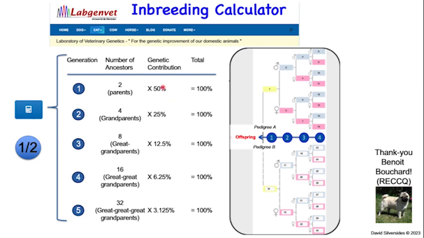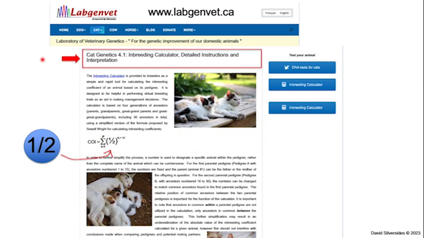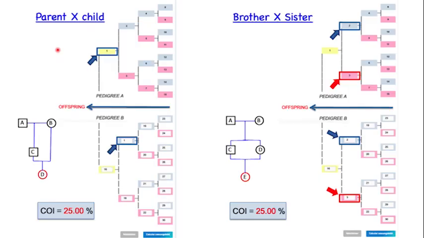So you see, for each generation in the past, we multiply by our factor of 1 over 2. 50% times 1 over 2 is 25%, times 1 over 2, 12.5%, times 1 over 2, 6.25%. What's important for us is to understand the theory behind these calculations, but we'll let the computer do the calculations. Here are some examples of breedings that will increase the coefficient of inbreeding for the offspring in question.